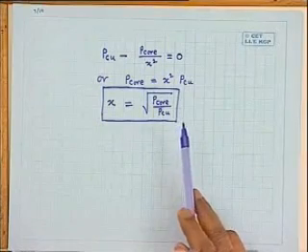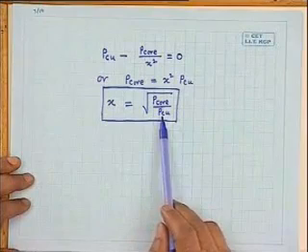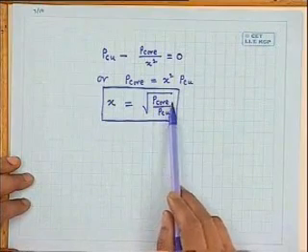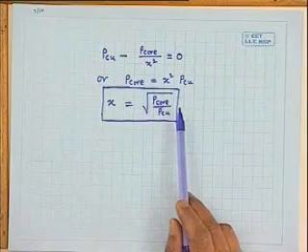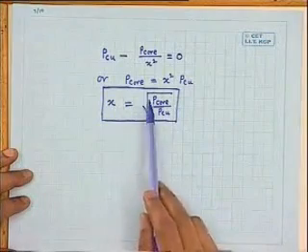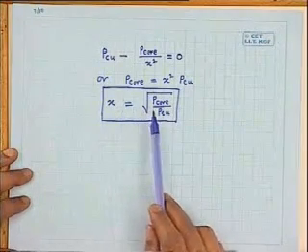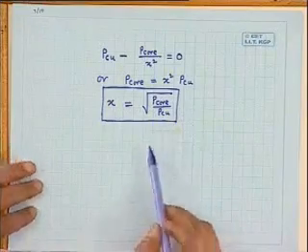You have to do a simple short circuit test. The short circuit test will give you the value of P copper at rated current. P core will be given by the no load test wattmeter reading. Take the ratio, take the square root, and this value will generally lie between 0 and 1.